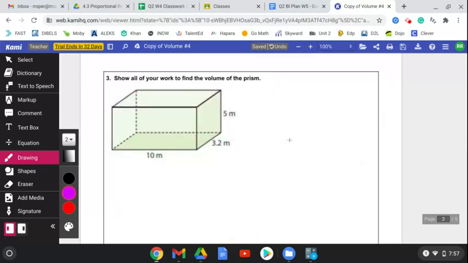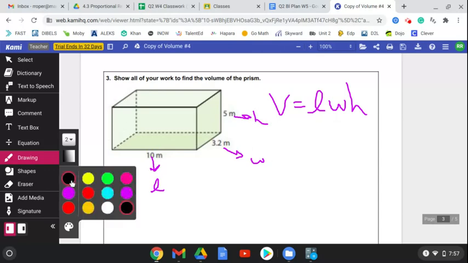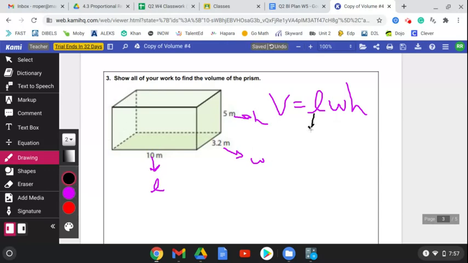Okay, so show all of your work to find the volume of this prism. Remember, volume equals length times width times height. This would be your length. How wide the prism is, that would be right there, and this is height. So you would plug each one of these in. Length is 10 times width of 3.2 times height of 5.